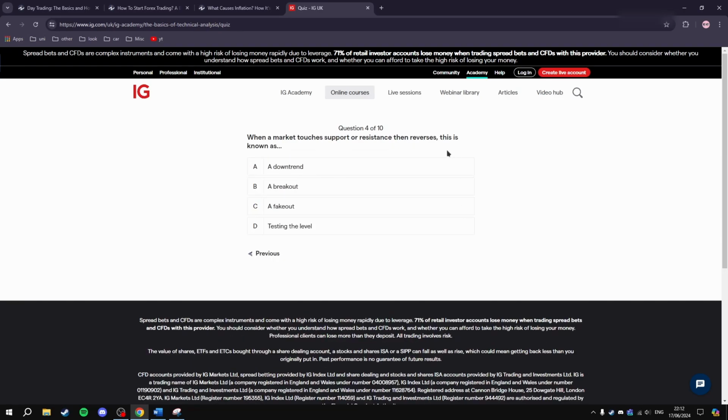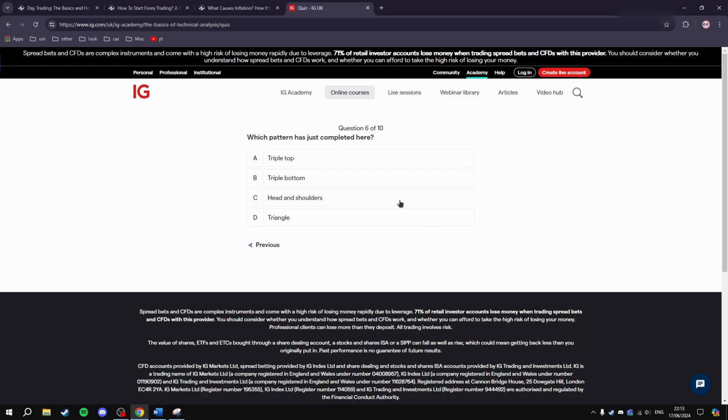When the market touches support resistance and then reverses, this is known as testing the level. If you draw a trend line, how many peaks or troughs do you need to confirm the trend? 3. Which pattern is just completed here? Where? I can't see anything.